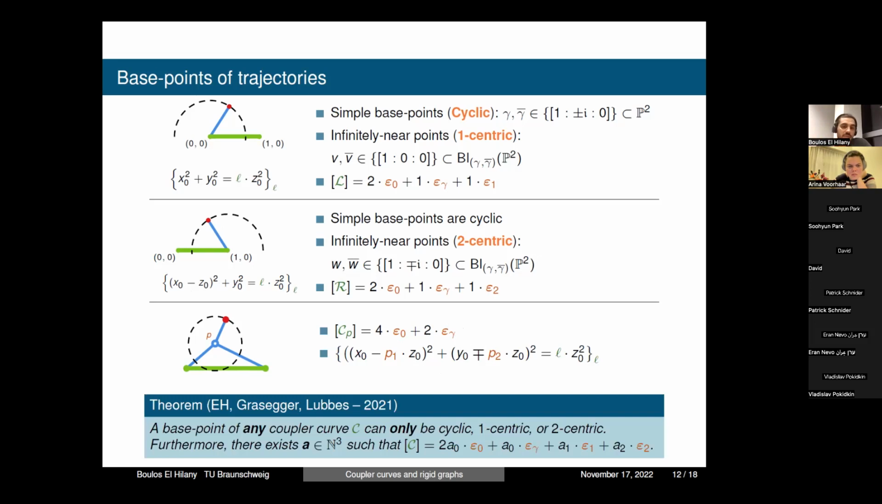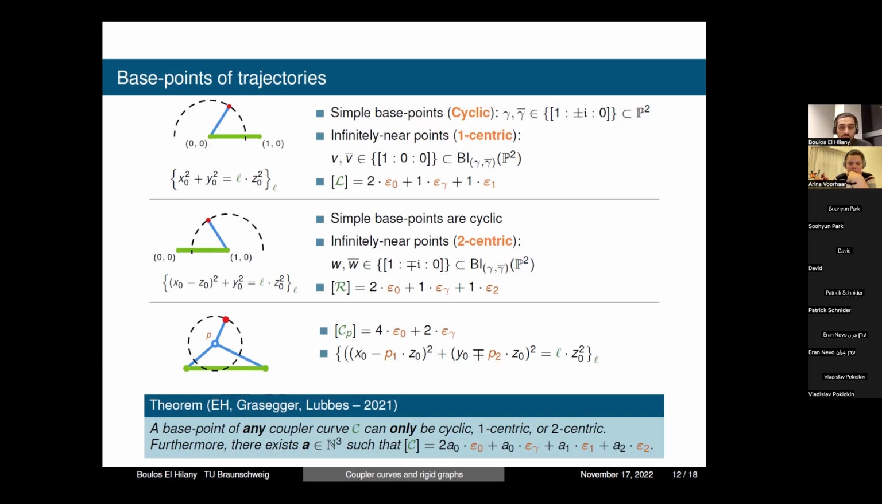The theorem that we have proven with Tanziger and Lubis is that a base point of any coupler curve can only be cyclic, one-centric, or two-centric. It can only be the ones that we just computed for those special cases. In general, if I take any complicated or not complicated coupler curve, it could have different sets of base points. But what we have shown is that those that come from these three simple coupler curves are enough. These describe all the other coupler curves.